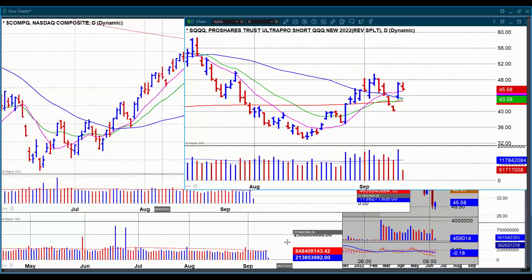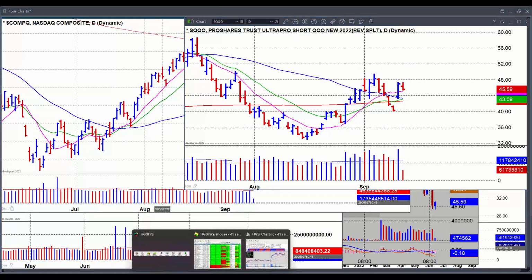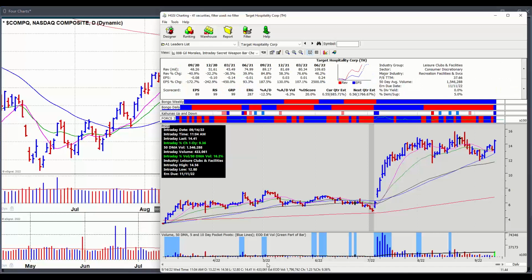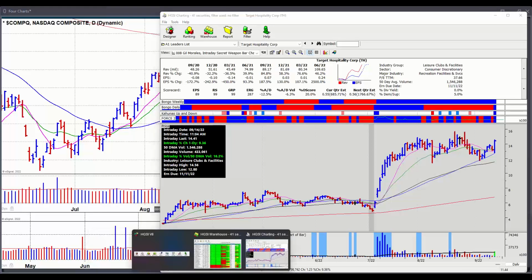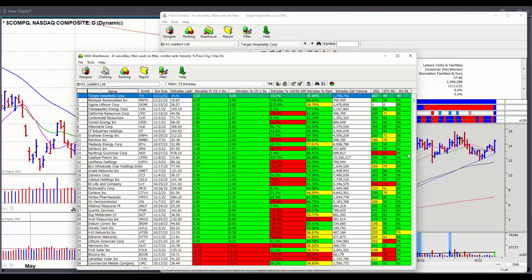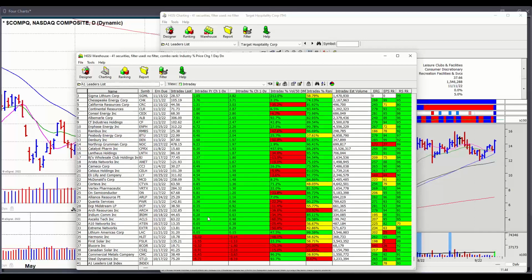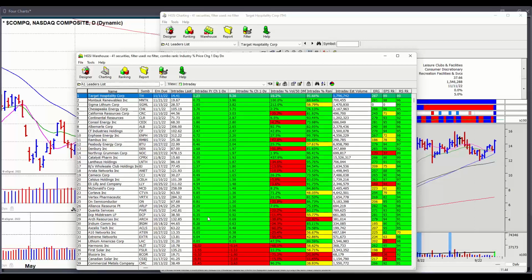Well, I'm stalking some things on the short side. And of course, if the market's heading on a new bear leg down, which looks to be the case right now, there's no reason to think not, then what I want to look at is my current leaders list. And these would be the stocks that have been acting the best most recently. So I've got them sorted here. There's only 40 names. I've got them sorted here by percent change on the day.